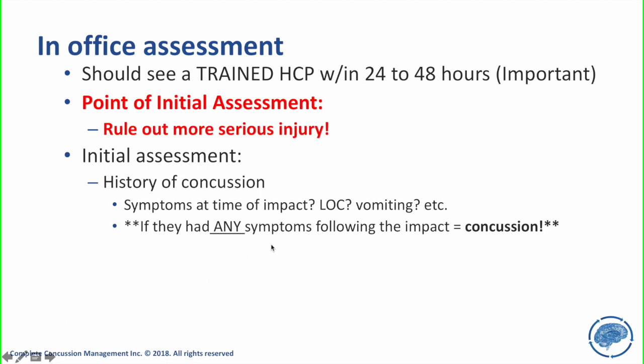The diagnostic criteria for concussion is pretty straightforward. If they had any type of mechanism of injury, meaning any type of impact where their body was accelerated or decelerated, and they had any symptoms following the injury, then this is enough to diagnose a concussion.